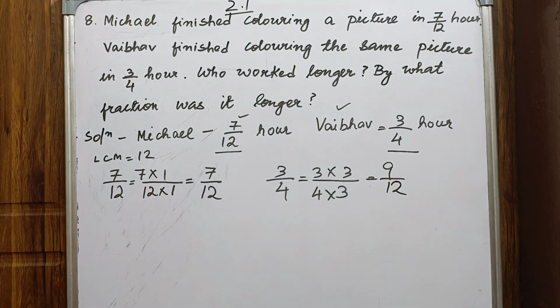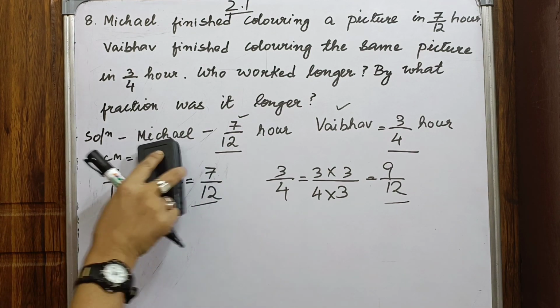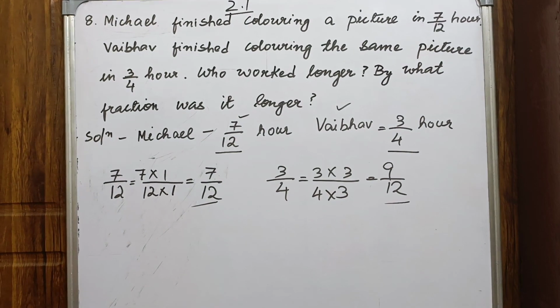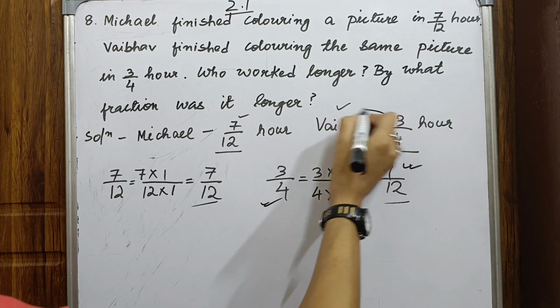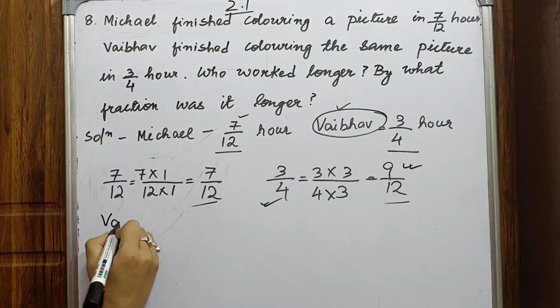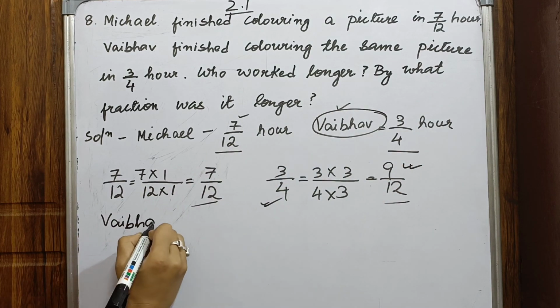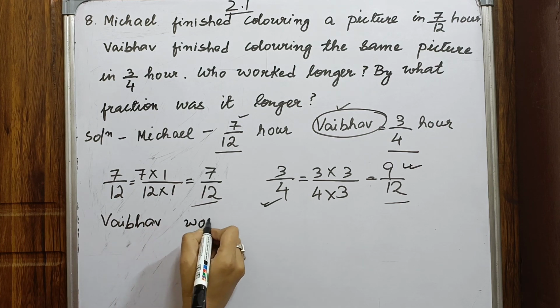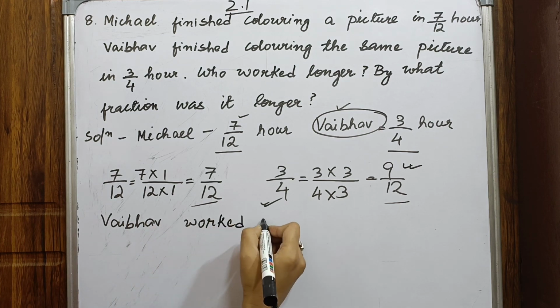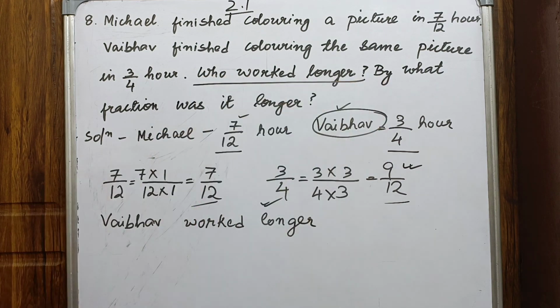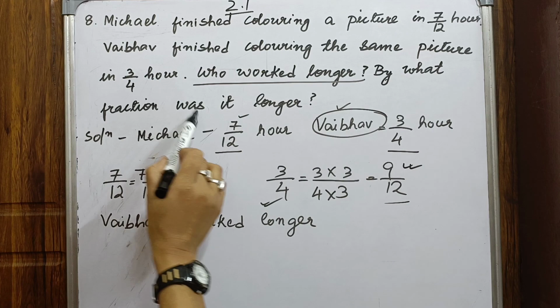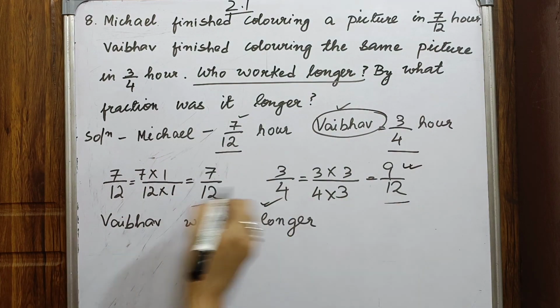Now you see the denominator is the same. So you can directly say who worked longer, which is 9 by 12, which is 3 by 4, which is Vaibhav's. So Vaibhav worked longer. Now that we have found the answer for this, by what fraction was it longer? It is the subtraction of these two.